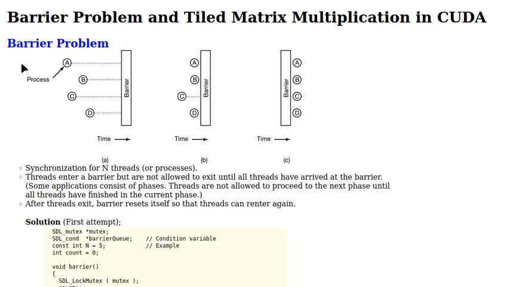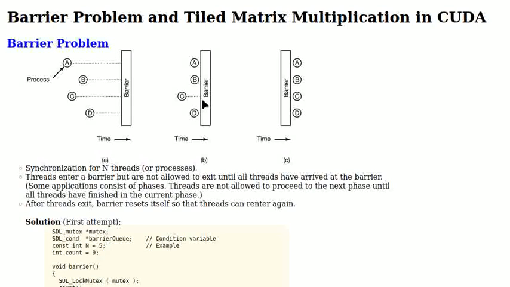In this video, we discuss the barrier problem and its application in tiled matrix multiplication using CUDA. The barrier problem is a synchronization problem involving n threads or processes. In this scenario, threads reach a barrier but cannot proceed further until all threads have arrived at the same point.